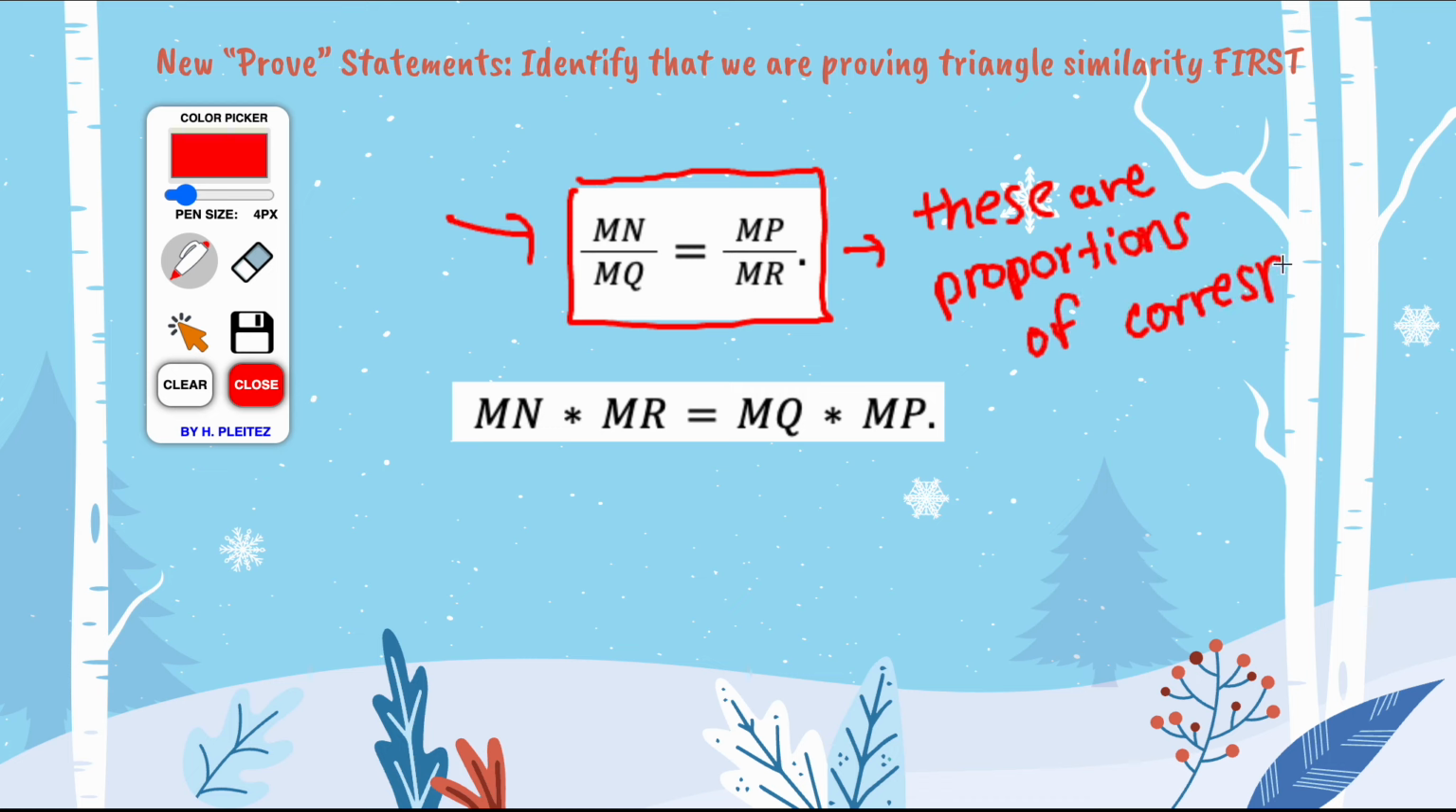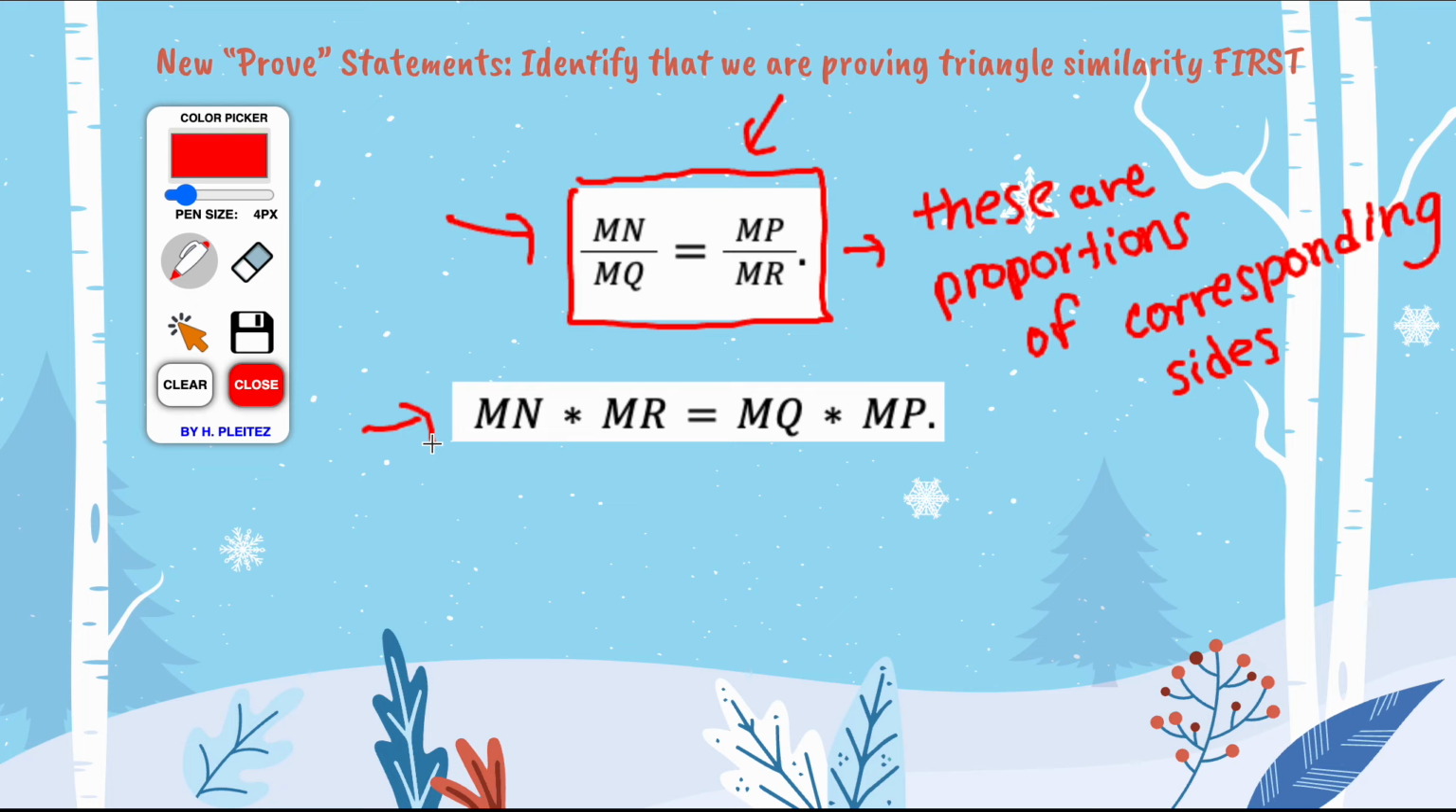Because people see a lot of fractions and they freak out, but guess what? If you know that your two triangles are similar, we're already used to making these proportions. So if you see these fractions written out, you need to recognize that these are the proportions of corresponding sides. So we first need similarity.